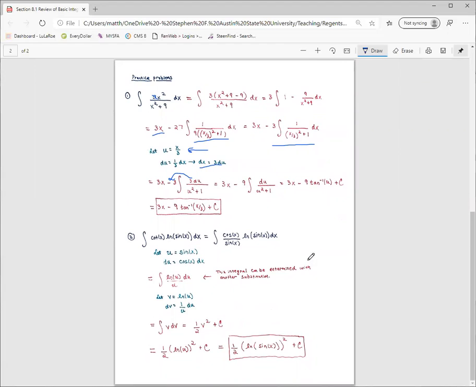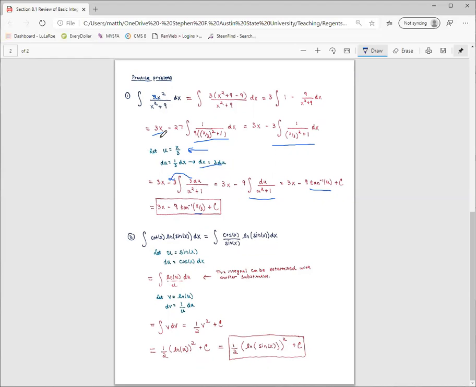And once we have that, we have 3x minus 9 du over u squared plus 1. And we recognize this integral, the antiderivative, is arctan of u. And then we can substitute back in, and we have our final result here. So this is a little bit more complicated steps to be able to find that antiderivative.